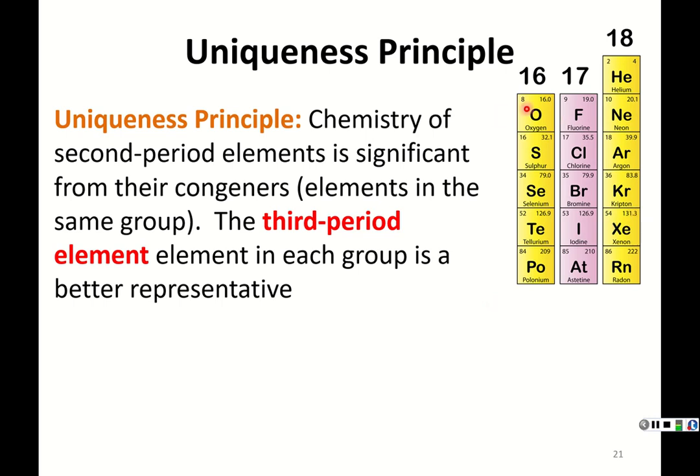Okay, so what does that mean? That means the second row of the periodic table, so things like oxygen, fluorine, neon, those aren't necessarily, and I guess for the noble gases, it would be helium that we'd be talking about for that one. Those are not necessarily the best examples of the chemistry of the group as a whole. And if you take the next one in line, so the third row for most groups, like sulfur or chlorine, that would be a better representation.